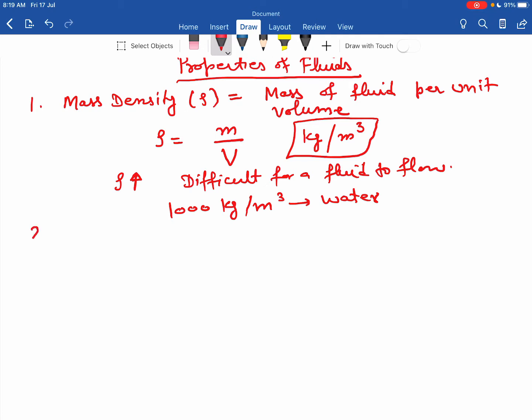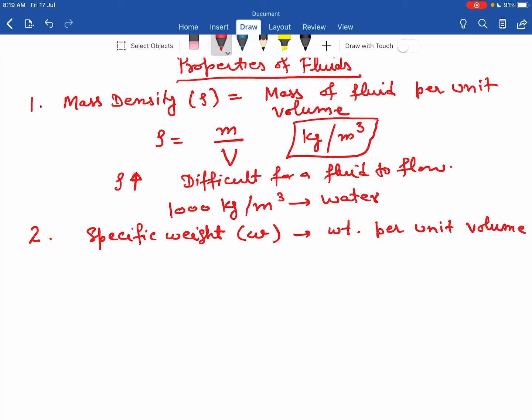The second important property of fluid is specific weight. The symbol is small w. It is defined as weight per unit volume. So you can say specific weight is defined as weight of fluid per unit volume. So w we can write as weight divided by volume. Its SI unit for weight is Newton and for volume is meter cube. So this is Newton per meter cube. The other name of the specific weight is weight density.